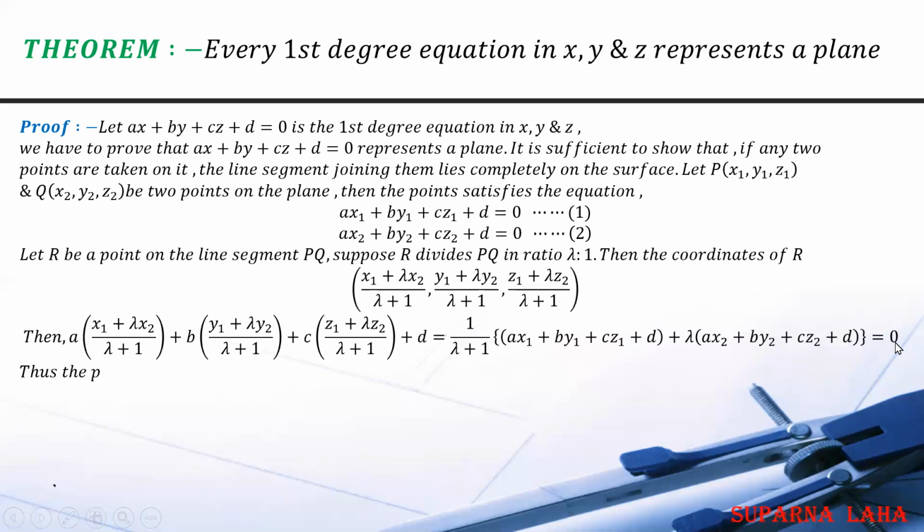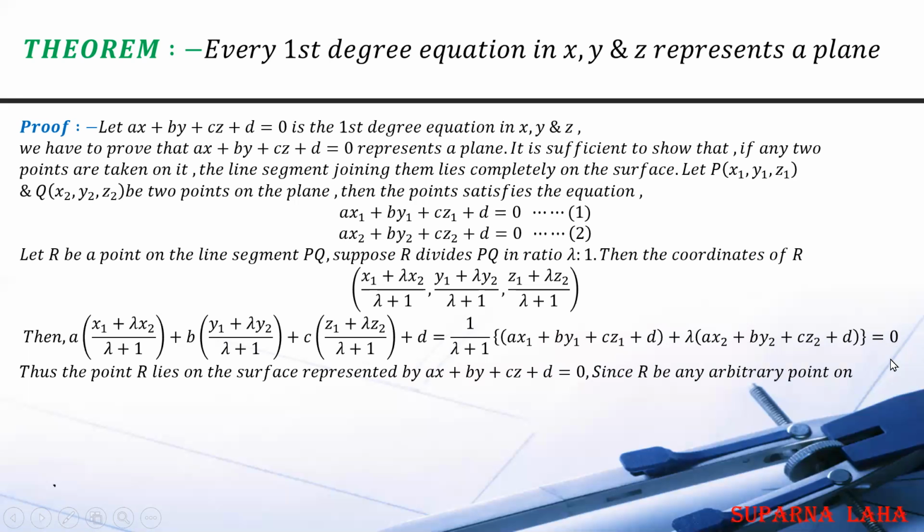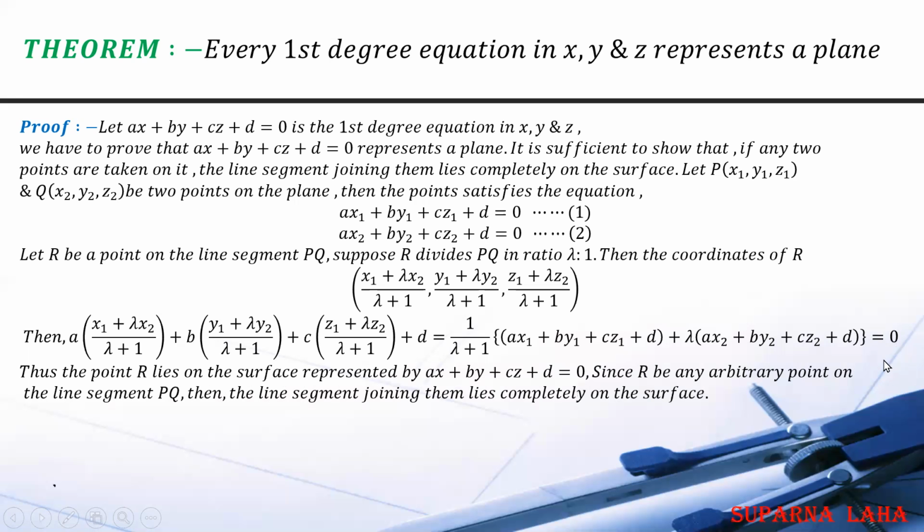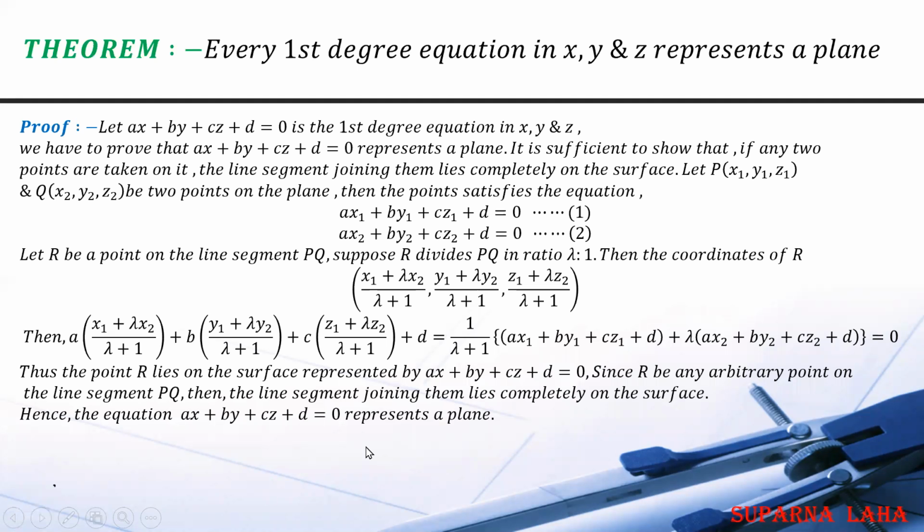That means R satisfies the equation, that is, the first degree equation in x, y and z, ax plus by plus cz plus d equals 0. And hence we can say that since R is an arbitrary point dividing the line segment PQ in the ratio lambda is to 1, all the points on the line segment satisfy the equation, and hence it satisfies the definition of the plane. Okay, so it is the equation of the plane.